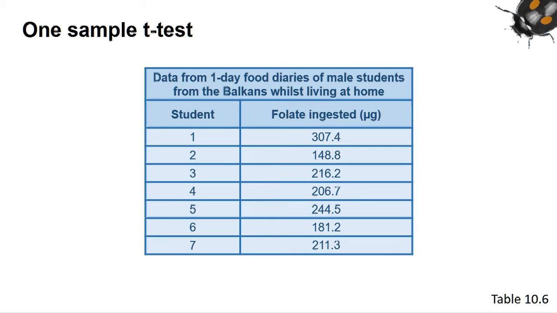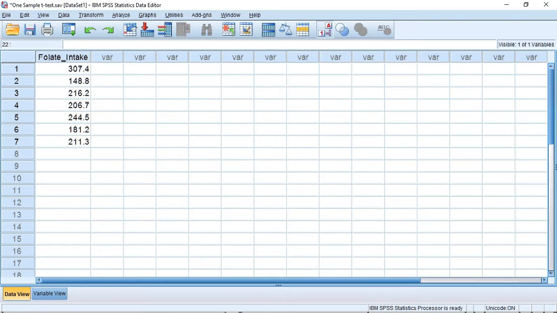For instance, the data in table 10.6 estimates from one-day food diaries the amount of the vitamin folate ingested by male students living in the Balkans. We wish to ask if the sample data is consistent with the estimated UK mean intake for folate of 150 micrograms per day. So let's do the test.